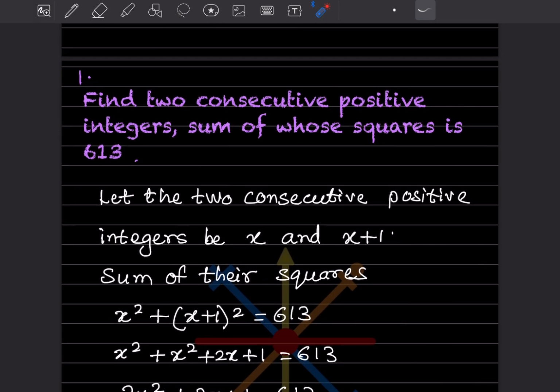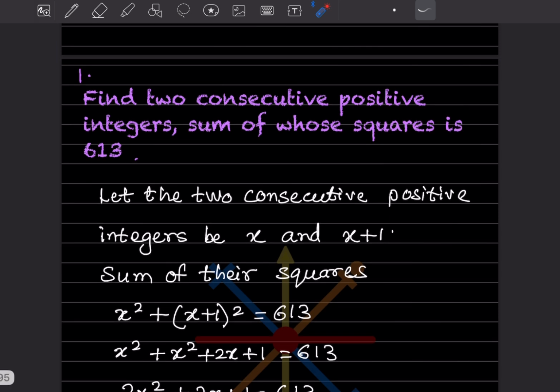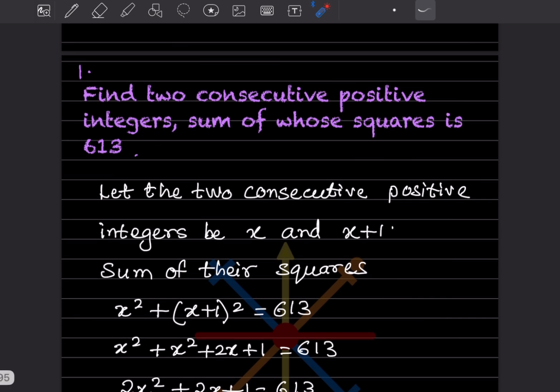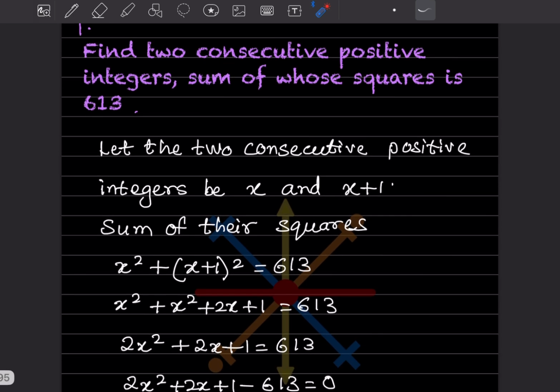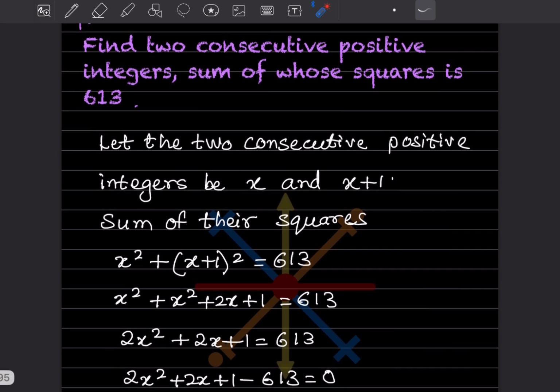We'll see here: find two consecutive positive integers, the sum of whose squares is 630. They have said two consecutive positive integers, so let us consider the positive integers x and x plus 1, and the sum of their squares is 630. The sum of the squares means the square of this one as well as the square of this one, because that is a sum, you are going to add them, that is 630.